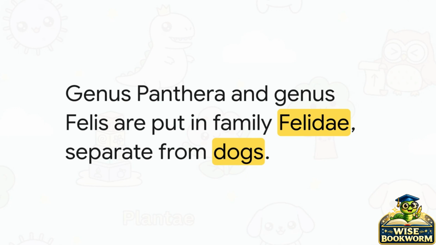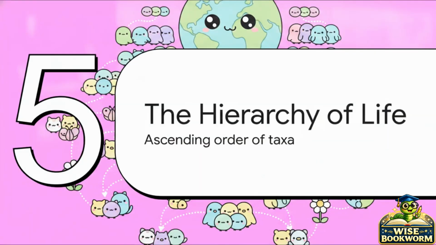Now, let's pull the camera back even further. We take similar genera and group them into broader categories called families. So we take that genus Panthera, our big cats, and we group it with the genus Felis, which includes your typical smaller cats. Put them together, and they form the family Felidae. But as anyone with pets knows, a cat is definitely not a dog. So naturally, dogs are appropriately separated out into their completely own distinct family called Canidae. Make sense, right?